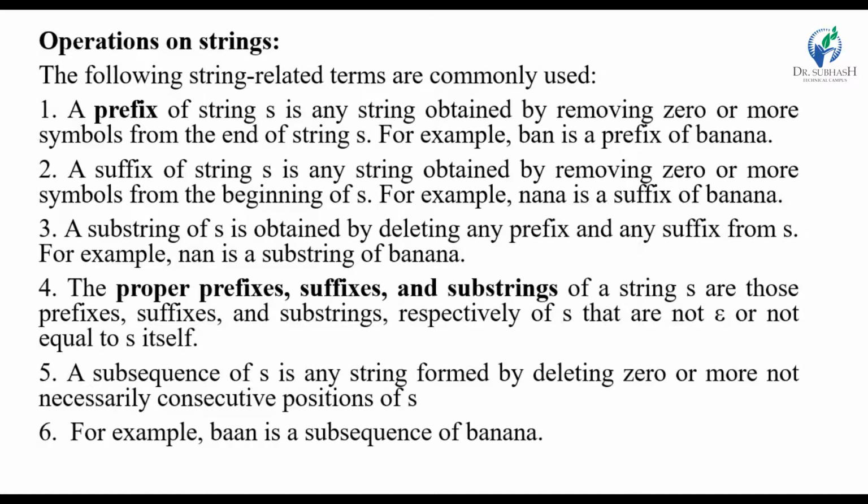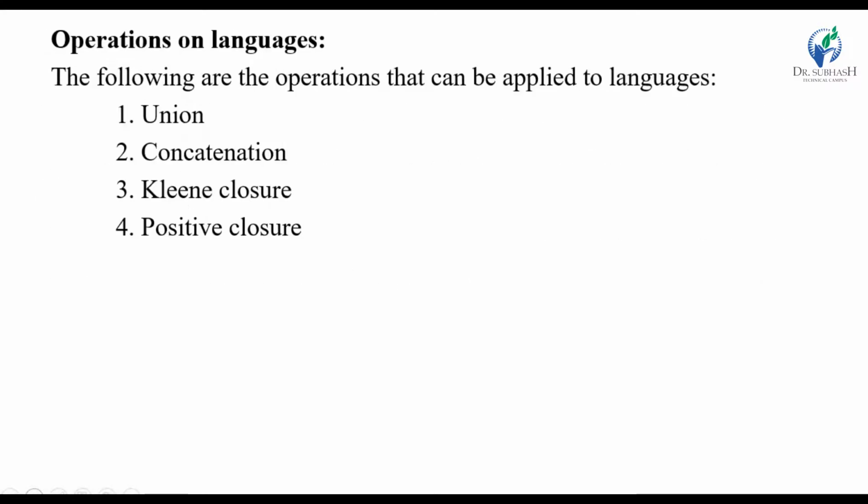A subsequence of S is any string formed by deleting 0 or more not necessarily consecutive positions of S. For example, BAAN is a subsequence of banana. Here we used BAAN, which is a subsequence of banana.